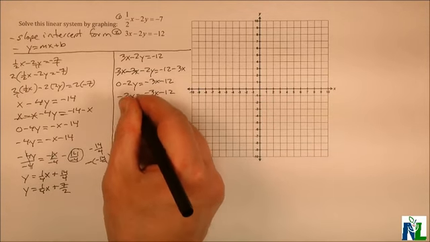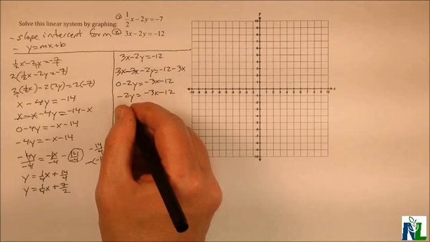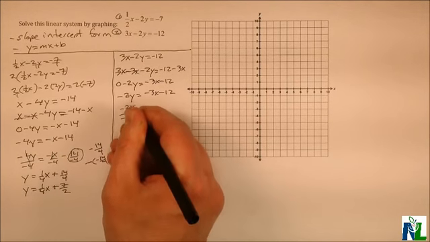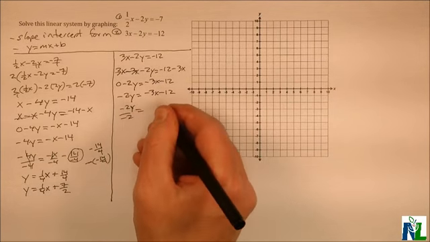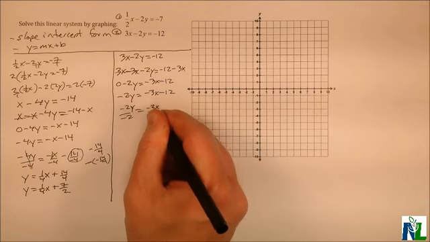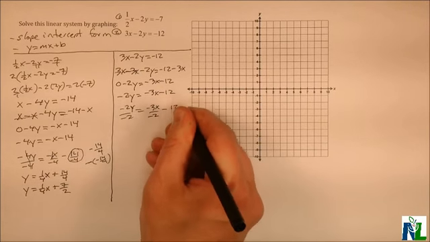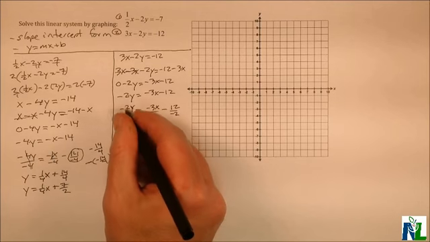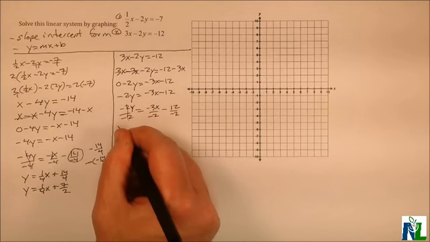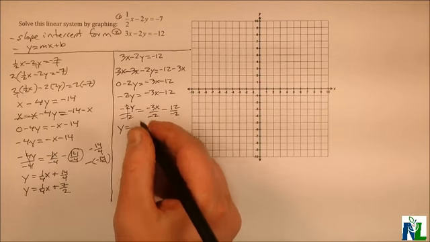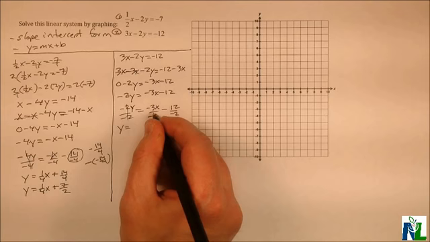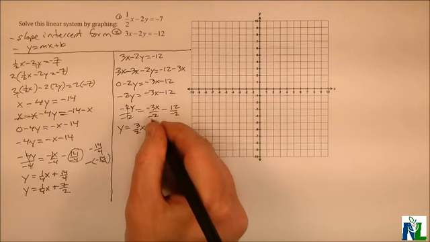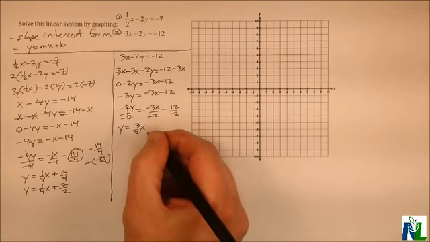Negative 2y means negative 2 times y. So to get y by itself on the left, I've got to divide the left-hand side by negative 2. But if I divide the left-hand side by negative 2, I must divide both pieces on the right-hand side by negative 2 as well. Negative 2 divided by negative 2 is 1, so I'm going to have 1 times y, which is just y on the left. On the right, I've got negative 3x divided by negative 2. Well, that's going to be 3 over 2x. In other words, a negative divided by a negative gives me a positive.